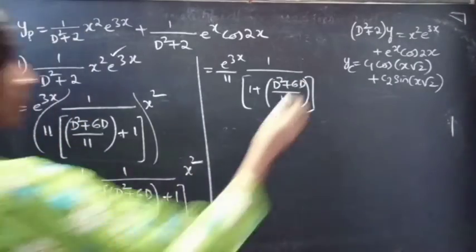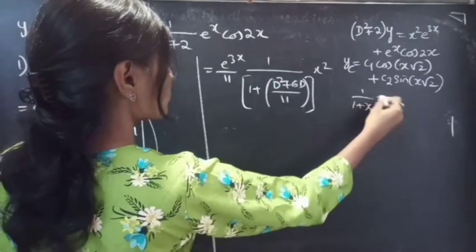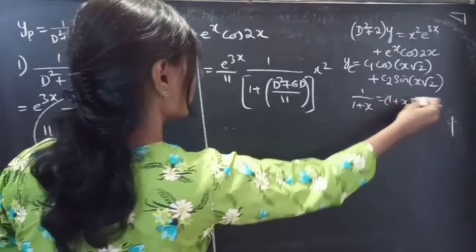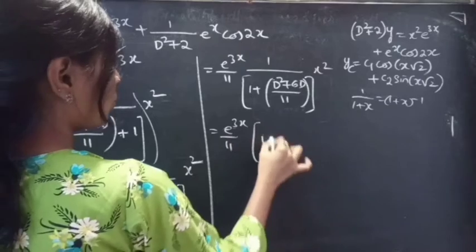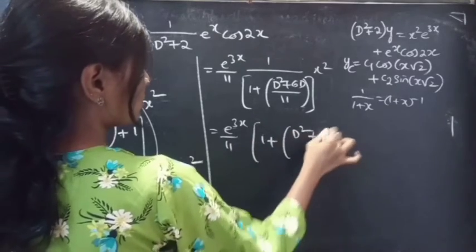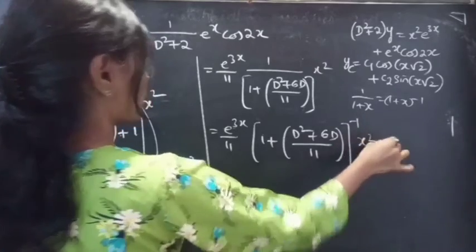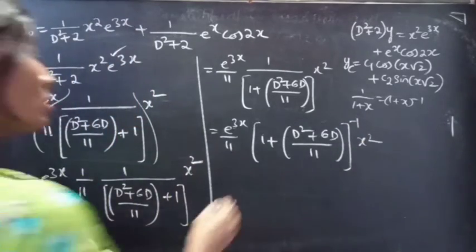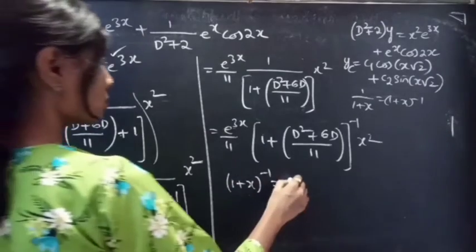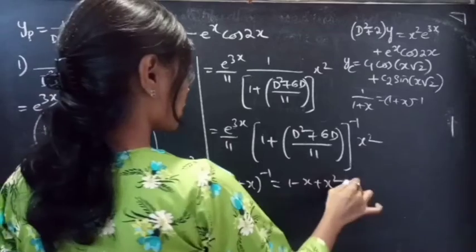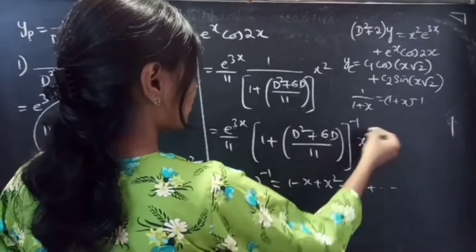into x square. So this fraction is of 1 by 1 plus x form, so we can write it as 1 plus x whole inverse. We'll get e power 3x by 11 into (1 plus d square plus 6d by 11) whole inverse into x square. Now we need to use binomial series expansion. 1 plus x whole inverse equals to 1 minus x plus x square minus x cube plus so on. But here we are having x square.